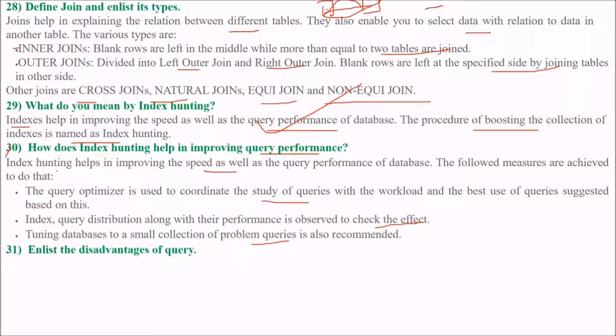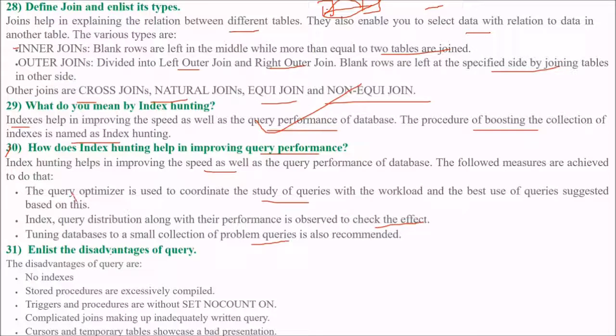What are the disadvantages of query? First of all, the query has no indexes, stored procedures are excessively compiled, and the triggers and procedures are without the SET NOCOUNT ON, and complicated joins make up inadequately written queries. Also, cursors and temporary tables showcase bad performance.